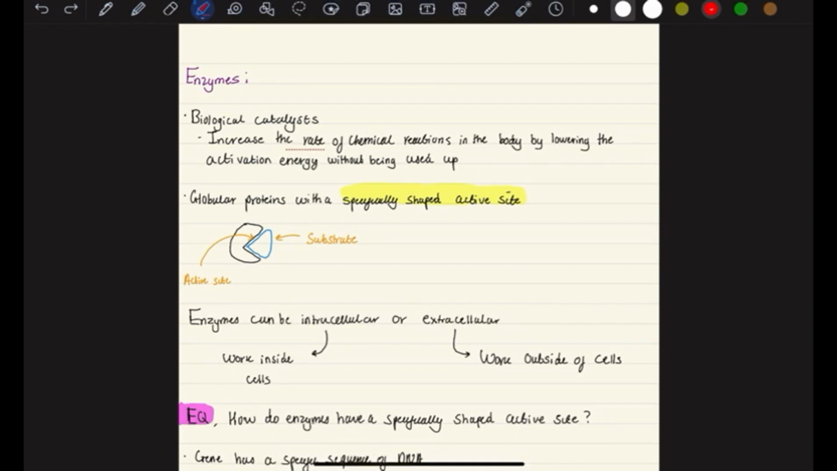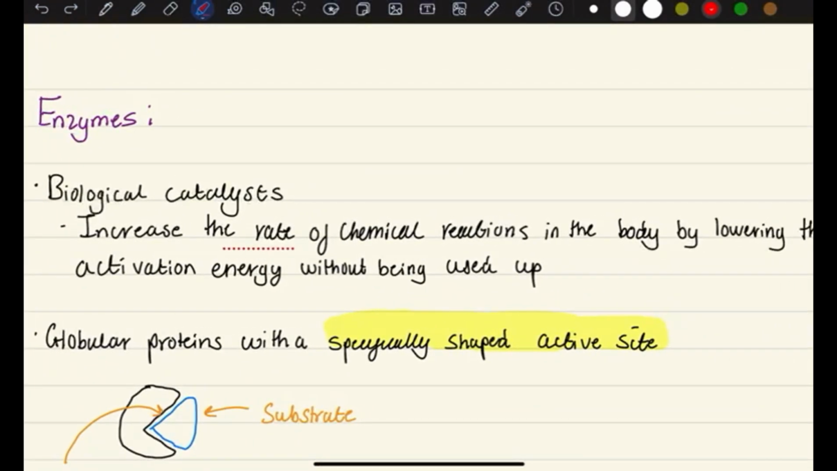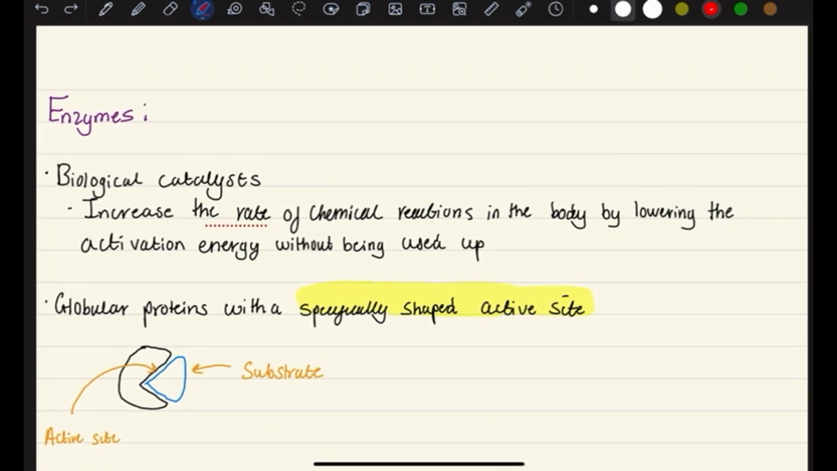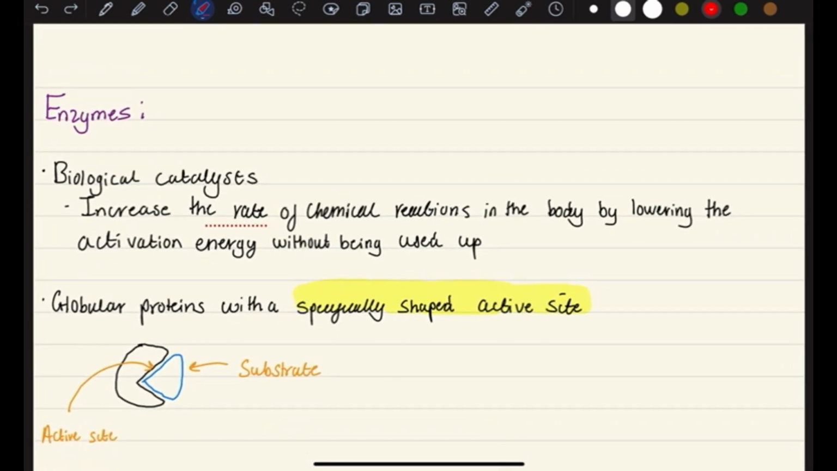Okay, so whenever we're talking about enzymes, we need to do definitions, right? An enzyme is a simple biological catalyst. It increases the rate of chemical reactions in the body by lowering the activation energy without being used up. Just remember that, please.